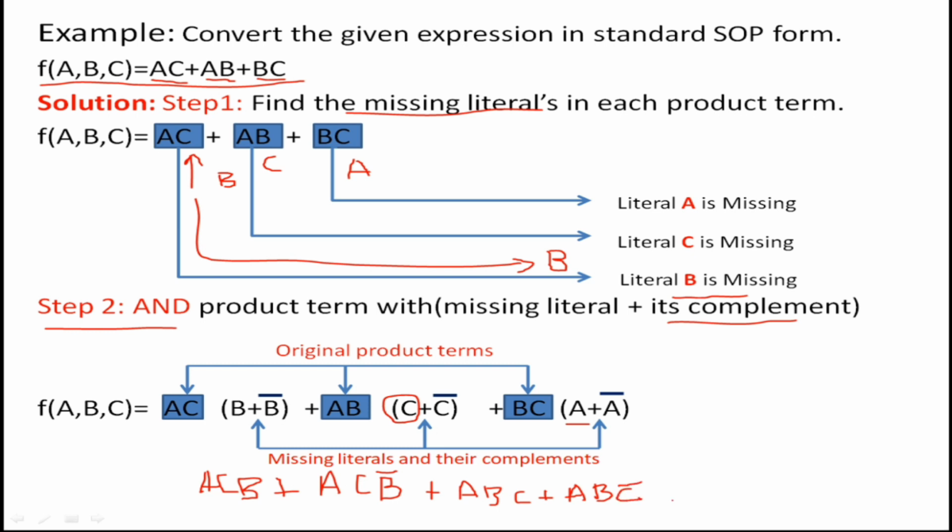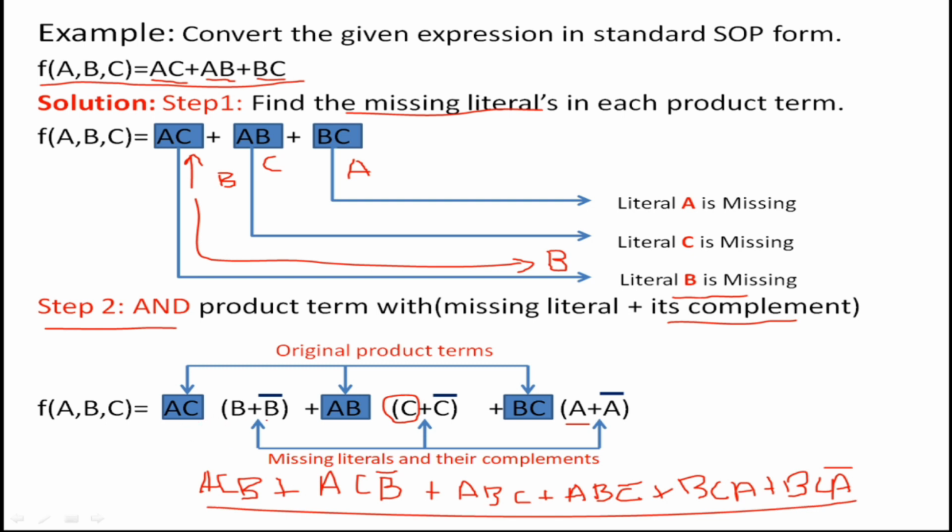Okay, and then plus we are going to have the third product term BC. So BC is multiplied with A, so it becomes BCA plus BC into A bar. So these are the terms that we come across when we expand the given expression.